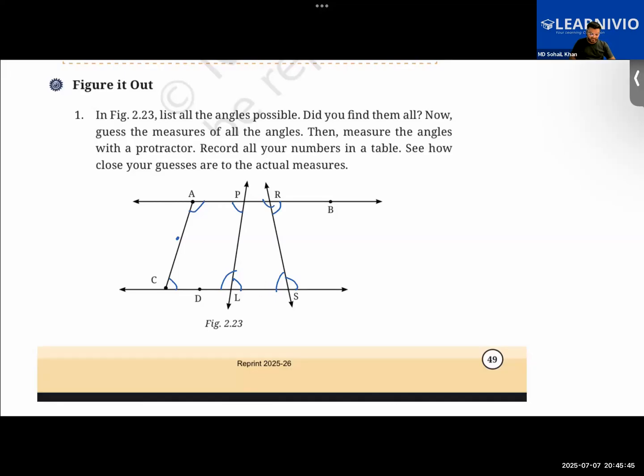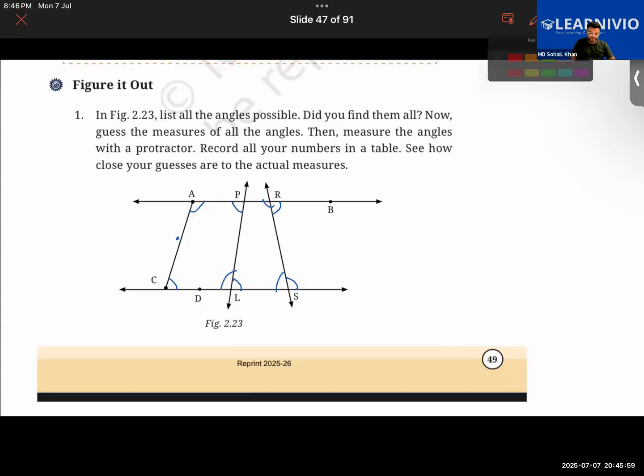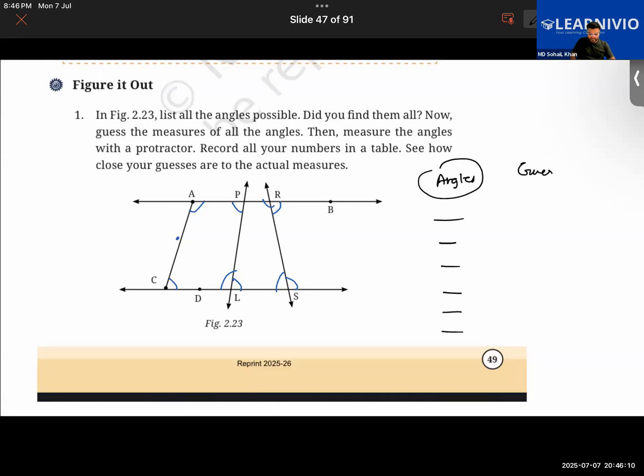So in total, how many angles do we have? 1, 2, 3, 4, 5, 6, 7, 8, and 9. Yes, the 9. Then you have to guess the measurement. What could be the measurement of this? So you have to make a rough guess first of all. As I told you, you have to make a list of all the angles. Total 9 angles are there. Then you will write the guess measurement here.